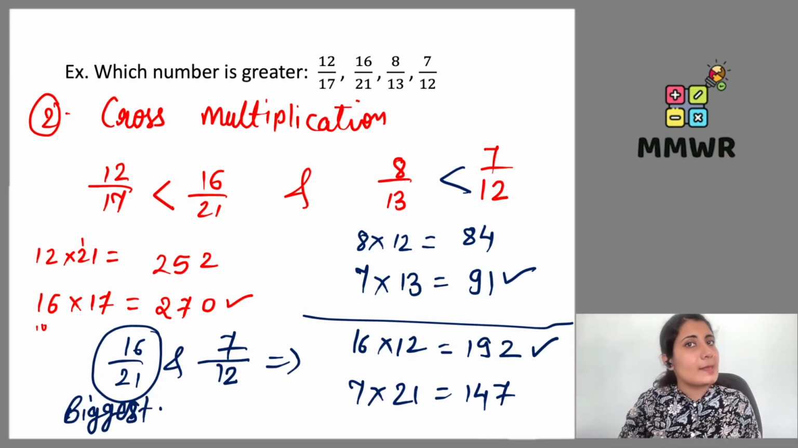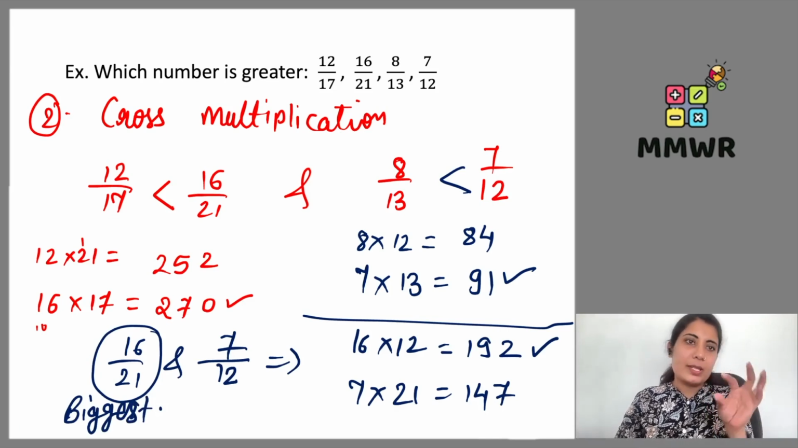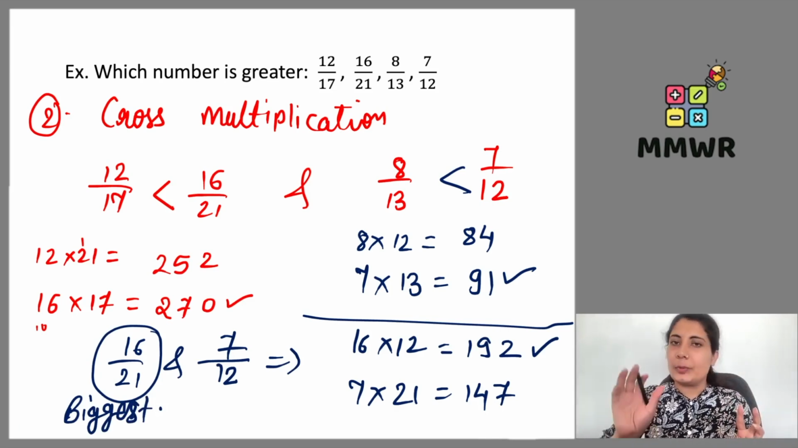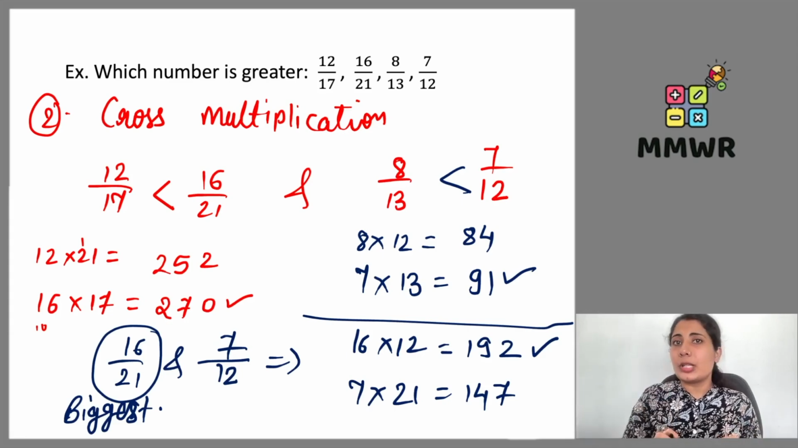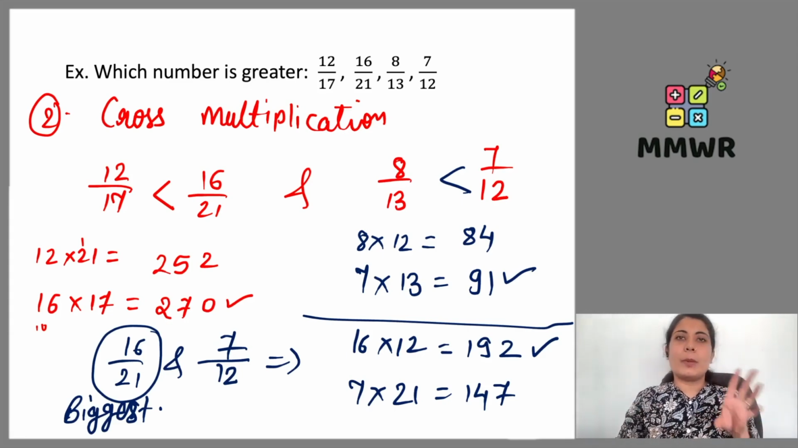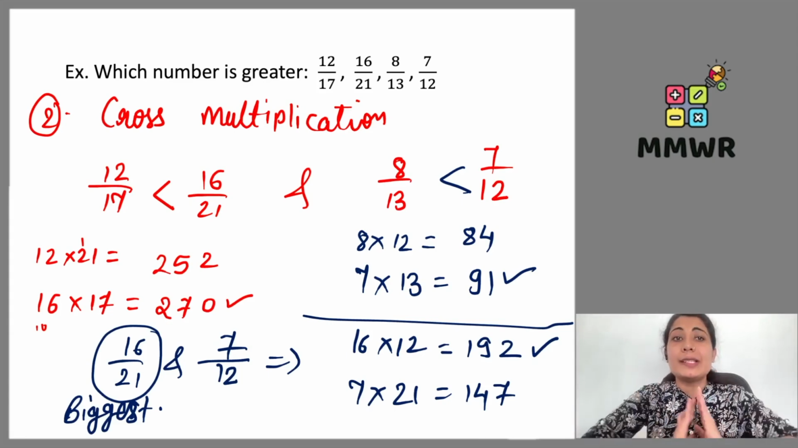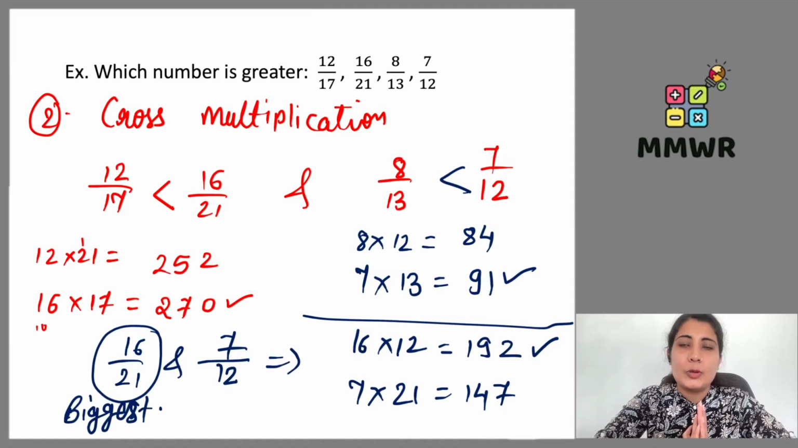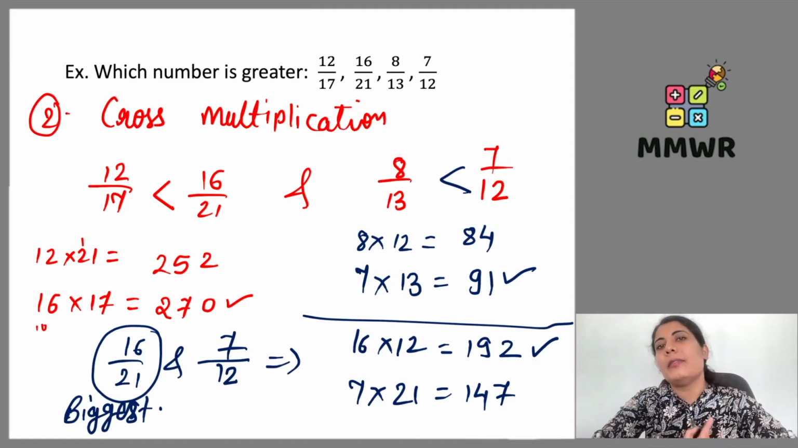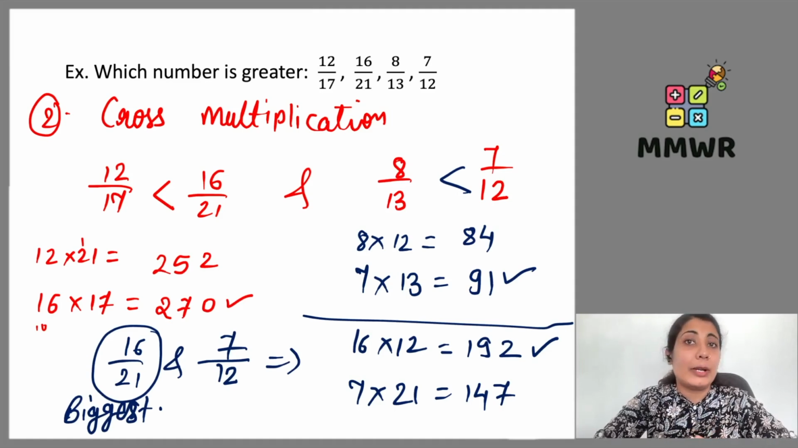And if we had to find the smaller one, first from the first set, 12 upon 17 is the smallest one. From the second set, 8 upon 13 is the smallest one. And then ultimately we have to compare 12 upon 17 and 8 upon 13, which is going to give us the smaller one. For the greater one, we look for the greater one among the two sets, and then we compare at the end the values we get from those two sets. So this was one of the methods.